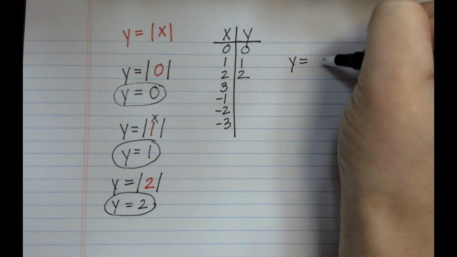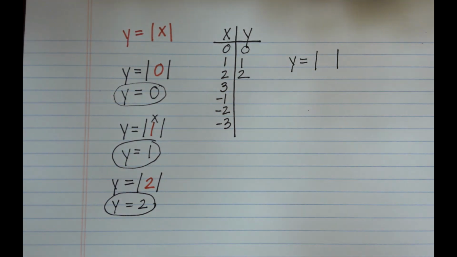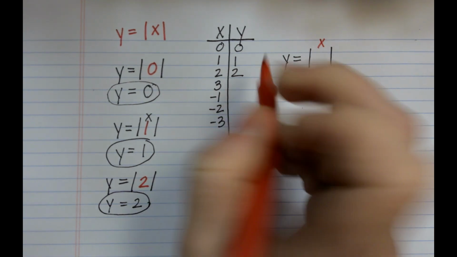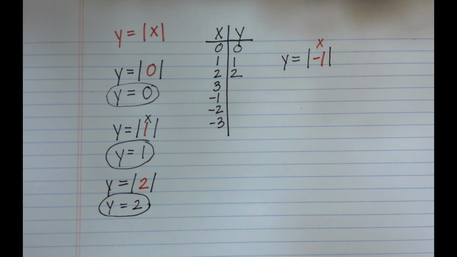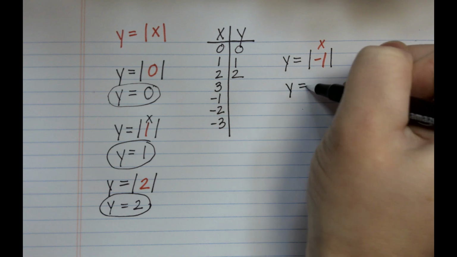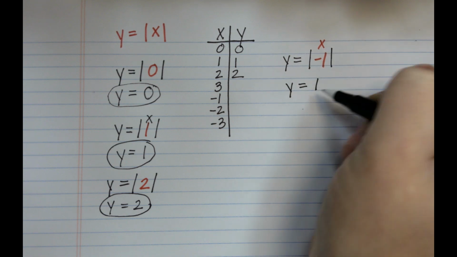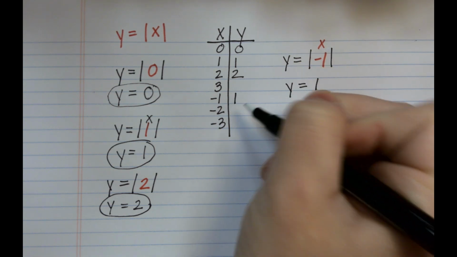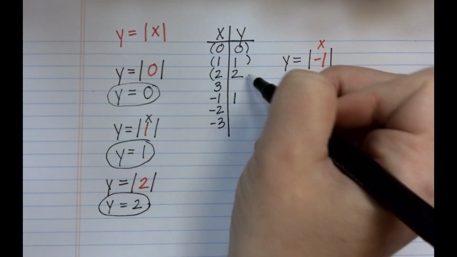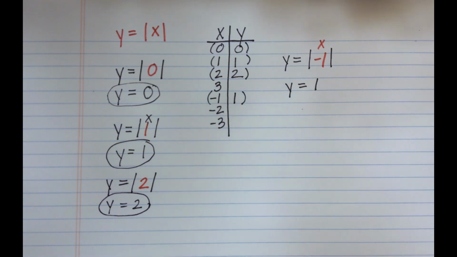Remember our equation is y is the absolute value of x. So when I plug in my x, let's plug in -1. What's the absolute value of -1? 1. So when x is -1, y is +1. And these would also serve as your coordinates. The result is always going to be positive, because if it's negative, it becomes a positive. It's just always positive.